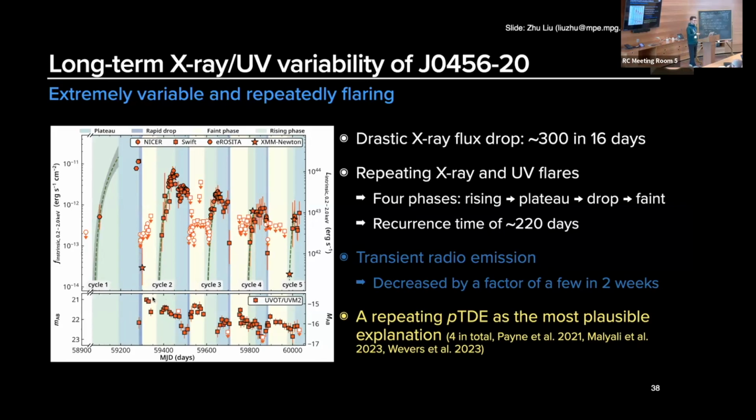And also with this continued XRT and UV monitoring, we also see that the system undergoes cyclical behavior. And on top of this, we also obtained radio observations of the system. We only detect transient radio emission when the system has been in this plateau phase. So there are non-detections of the system outside of the plateau phase.